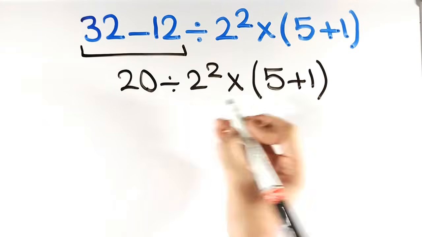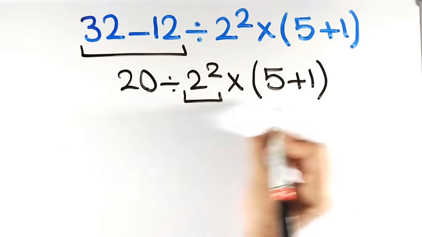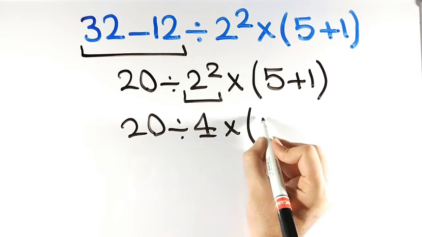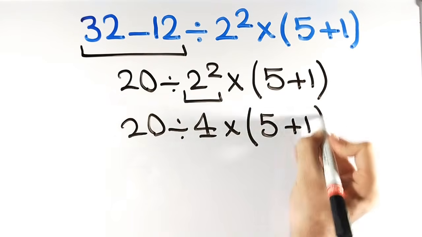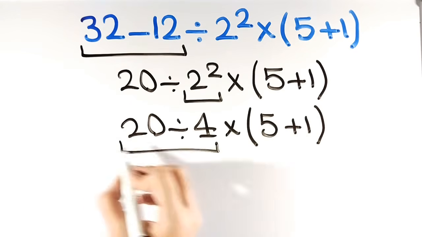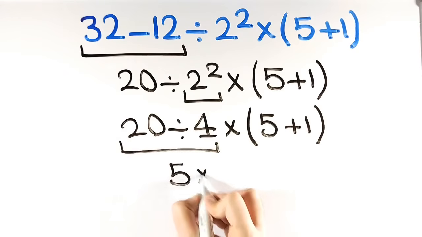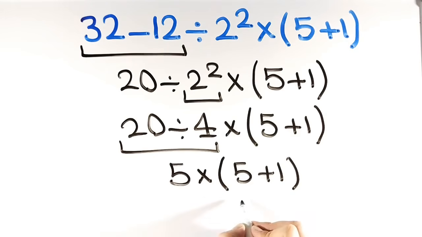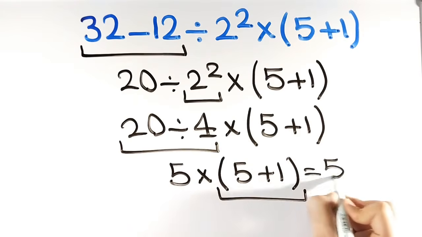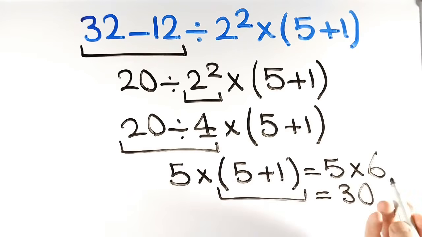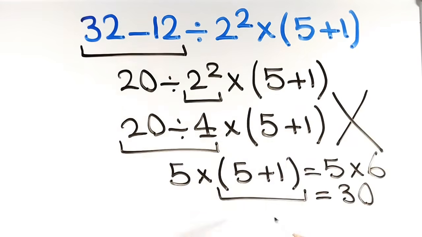parenthesis. And the next step, they go for the exponent and write this expression as 20 divided by 4 multiplied by open parenthesis 5 plus 1 close parenthesis. Then they go for the division between 20 and 4 and write this expression as 5 multiplied by open parenthesis 5 plus 1 close parenthesis. Next, they go to the expression inside the parenthesis and write this expression as 5 multiplied by 6, which finally gives them the answer 30. But this answer is completely wrong.